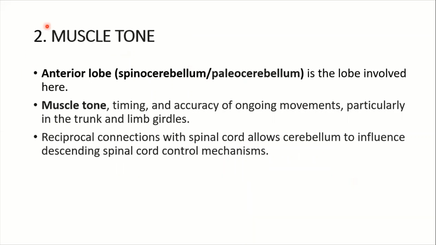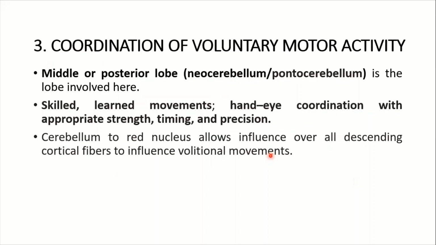And the second function is the muscle tone involved. Here is the cerebellum. Its anterior lobe is involved here, which is also known as the spinocerebellum or the paleocerebellum. It's the lobe involved here. Yes, muscle tone, timing, and accuracy of ongoing movements, particularly in the trunk and limb girdles. Reciprocal connections with the spinal cord allow the cerebellum to influence descending spinal cord control mechanisms.